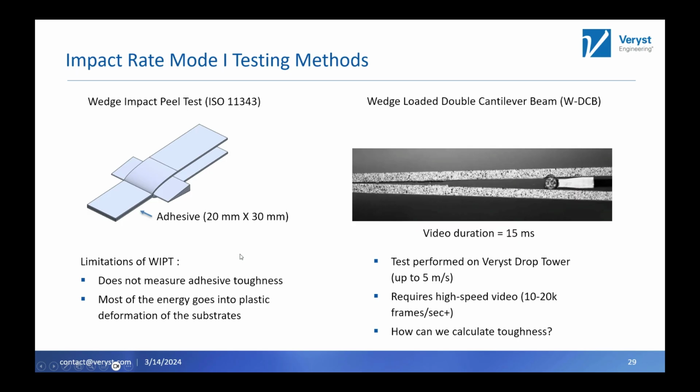In particular, this is an epoxy, I believe, steel joint. This video is taking about 15 milliseconds, start to finish. The velocity of the wedge from right to left is about 5 meters per second in this particular example. So the question we have now is, we can run this test. How do we actually use this to calculate the toughness?